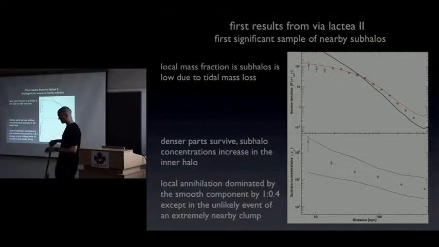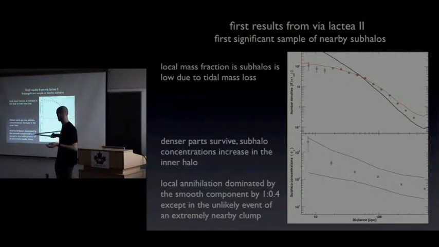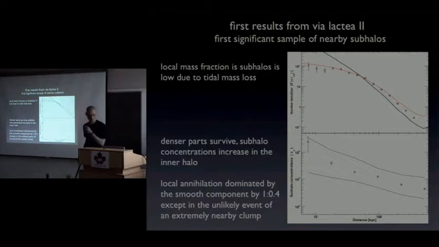And so if you take this and calculate how much annihilation signal you get from all the clumps within a kiloparsec, you get about 40% of what you get from the local smooth dark matter component on average. In a few unlikely cases, you can get a much higher number. You can get about a factor of 10 in about 1% of the cases. I should have put that number on because I think that's about what it was.